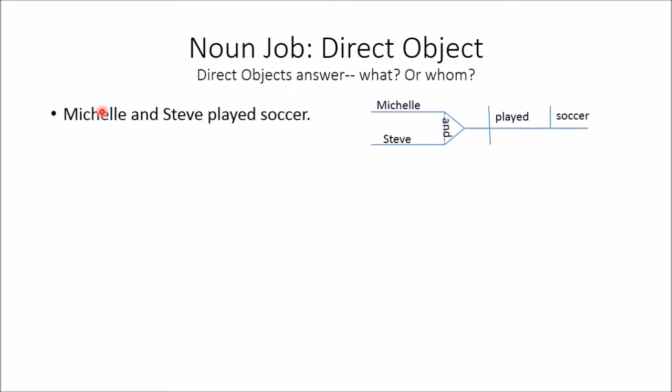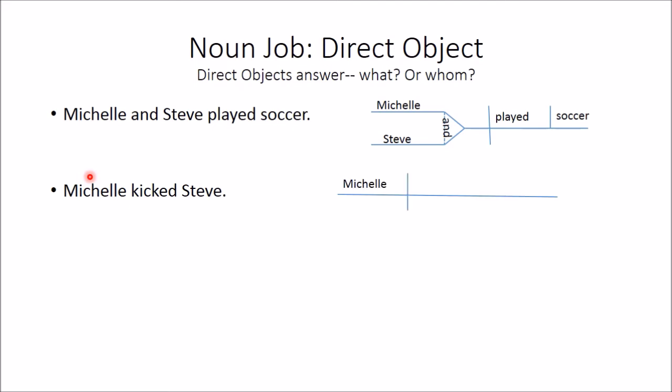Michelle is a person, Steve is a person, and soccer is a game. It's a thing, right? So Michelle and Steve, compound subject with a direct object. Michelle and Steve played soccer. Well, while they were playing soccer, Michelle kicked Steve, right? So now we've got 2 nouns, Michelle and Steve. You always know which one is the subject because the subject is doing the action.